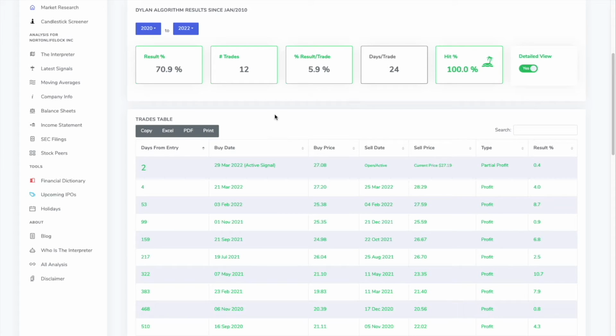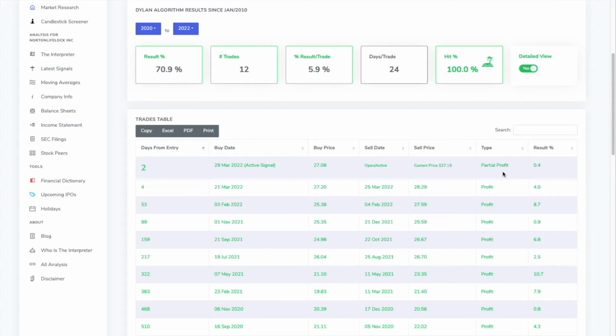On the left side, we see how many days ago we received this signal. We see that this is still an active buy signal. We have the buy price for it. We don't have a sell date yet. There's still time to get into this position. We will have a sell price and date once Dylan exits the trade.